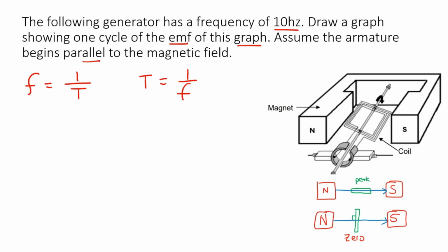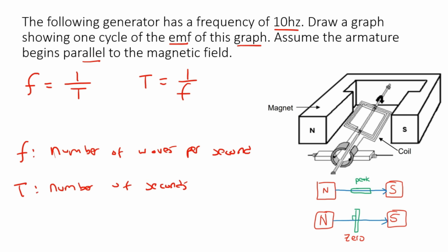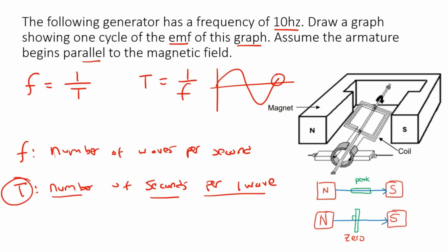Now, frequency means waves. Or let's rather say frequency is the number of waves per second, whereas period is the number of seconds per one wave. So when you draw a graph of a wave or of a complete cycle, to show that complete cycle, you need to know how long it takes to make one wave. So we need to know the number of seconds for one wave. So we need the period.